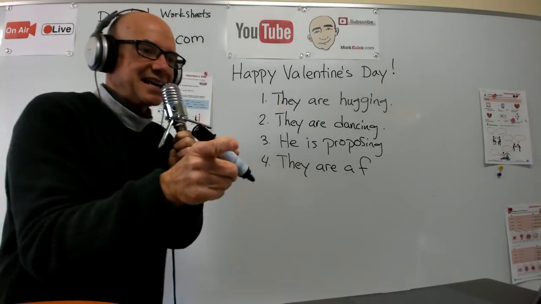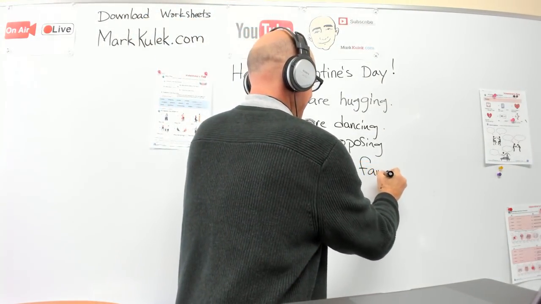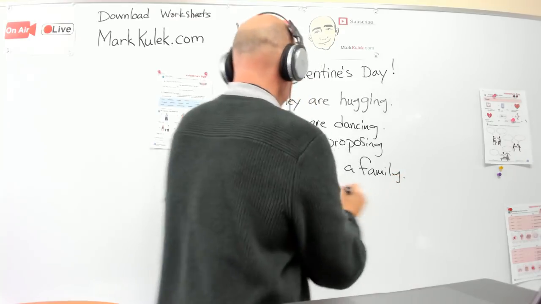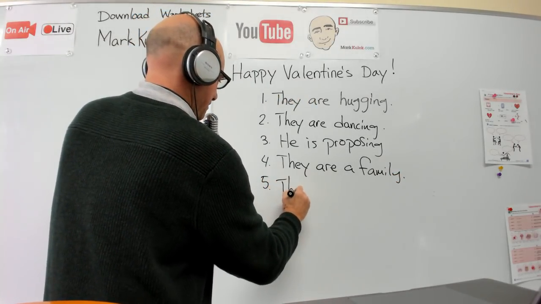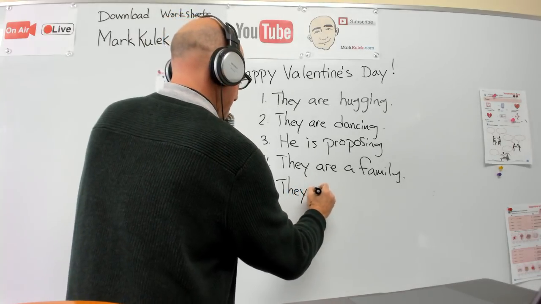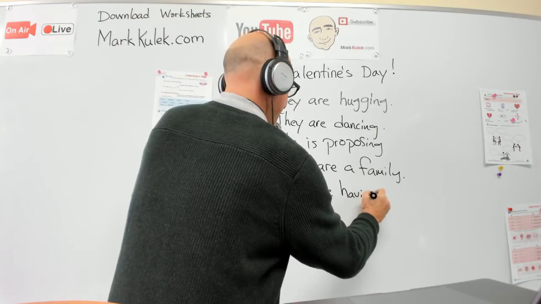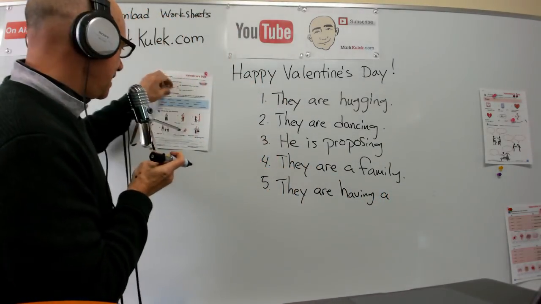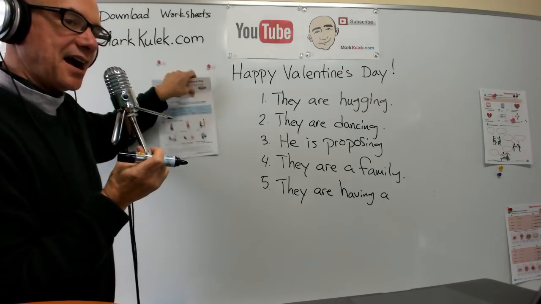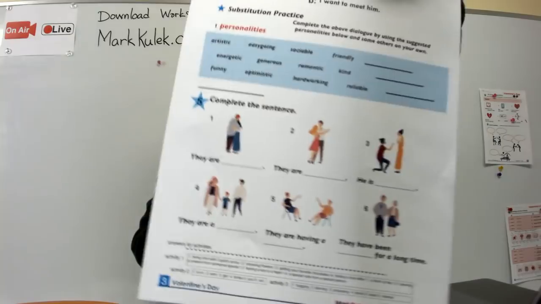F. Yes. Family. They are a family. Very good. Five. They are having... Okay, good. Yeah. So they are a family.